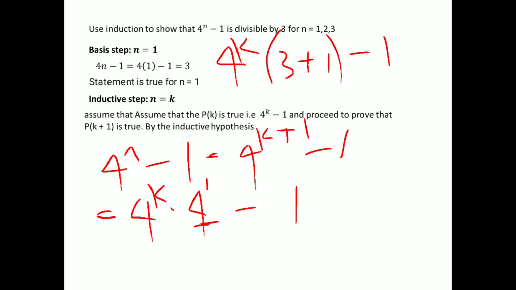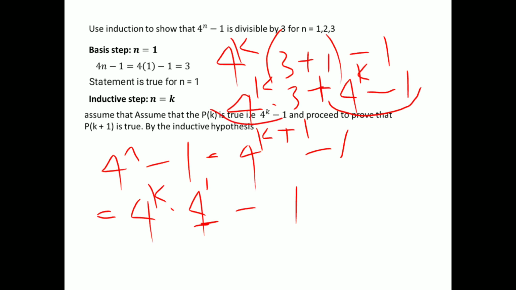That's because if we open the bracket, I'm going to have 4 raised to power k times 3, plus 4 raised to power k times 1, which gives us 4 raised to power k. Then you see minus 1. Now from what we see here, this 4 raised to power k minus 1 is divisible by 3 already by induction, by assumption. Then look at what we have left. 4 raised to power k times 3 is also divisible by 3, you see. So which means that the statement is true for all positive integers.